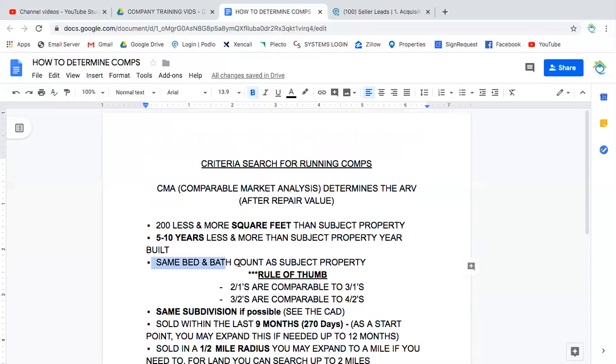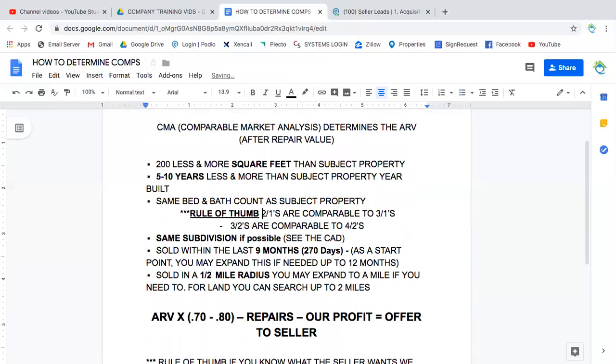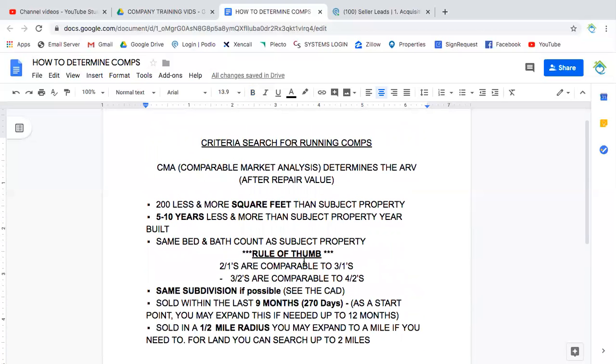The next section is same beds and bath as subject property. Rule of thumb, 2 ones are comparable to 3 ones, and 3 twos are comparable to 4 twos. So sometimes you'll find that there are neighborhoods that have a lot of 2 ones, but there are no 3 ones, or a lot of 3-bedroom, 1 baths, and there are no 2 ones. And let's just say your property's a 2-1, but all you're seeing is 3 ones. You're able to compare these two because really it's a match in the bathroom.